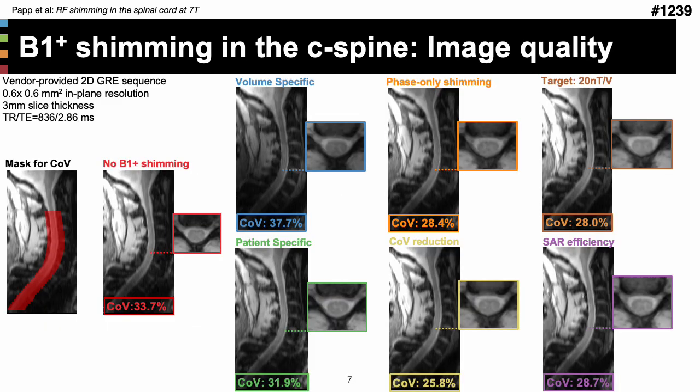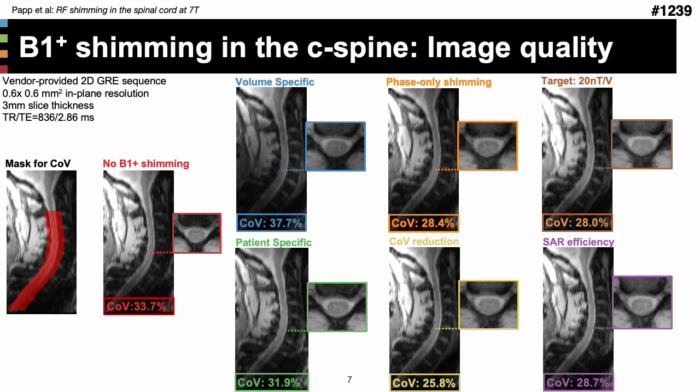However, ultimately we're interested in image quality and image contrast, not B1 plus efficiency. I'll walk you through this slide. On the left, you see the mask in which the coefficient of variation has been calculated for these 7 B1 plus shimming scenarios. And then you can see a sagittal view of the spinal cord for all cases using the same windowing, and an inset showing an axial view. You can see that when we ask our toolbox to reduce the coefficient of variation, we get the lowest coefficient of variation of all of these scenarios.